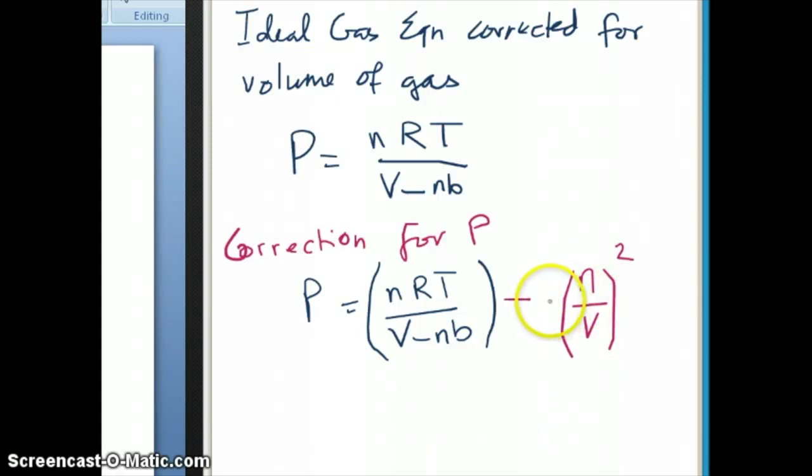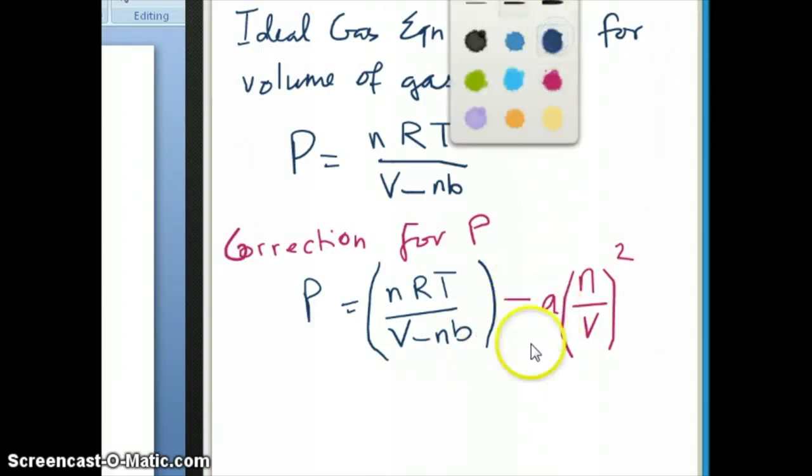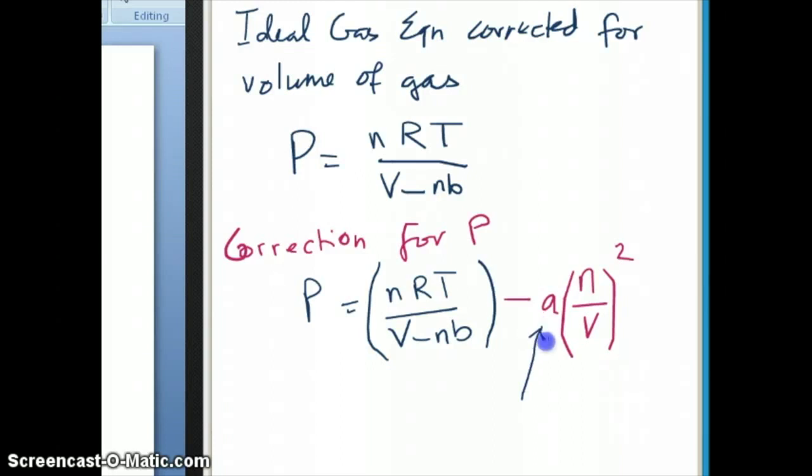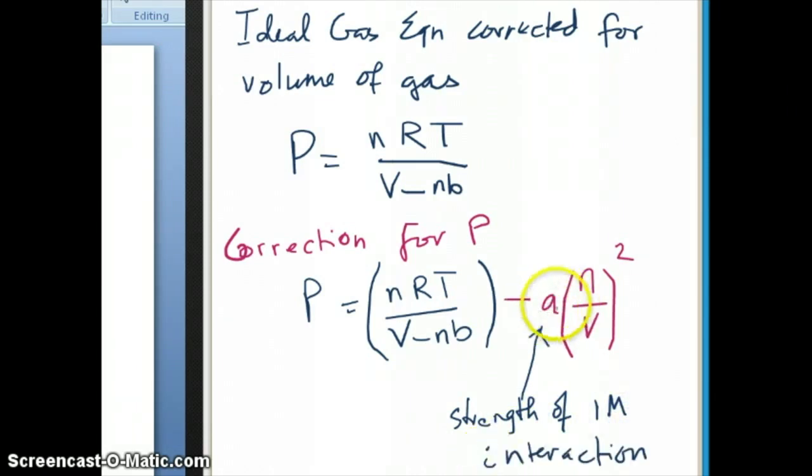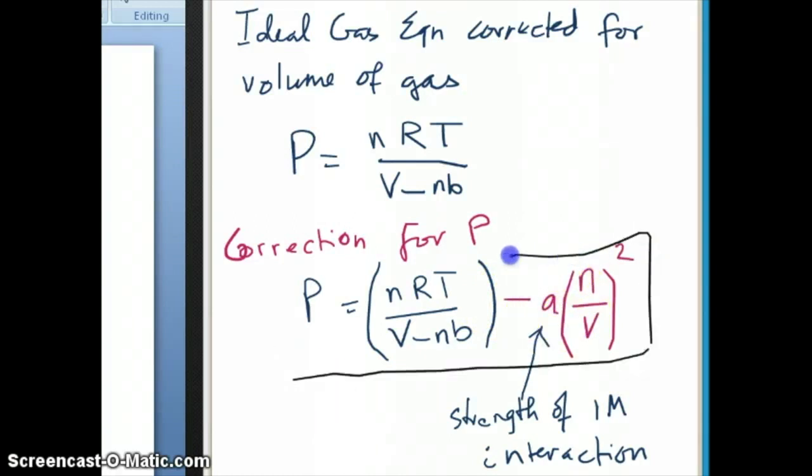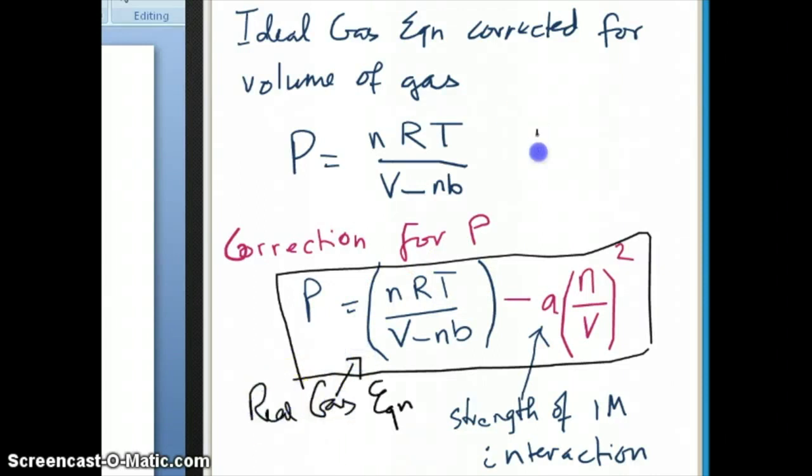Concentration is then multiplied by this factor here, which is called a. Okay, now you notice that earlier we used this constant b, now we use this constant a, and that is often called the van der Waals constant a, and that basically is a measure of the strength of intermolecular interaction. The stronger the attraction is, the larger the value of a, which means that the more you subtract the pressure, right? P equals nRT over V minus nb, minus a times (n over V) squared. This is what we refer to as the real gas equation. Remember, the ideal gas equation would just be P equals nRT over V.